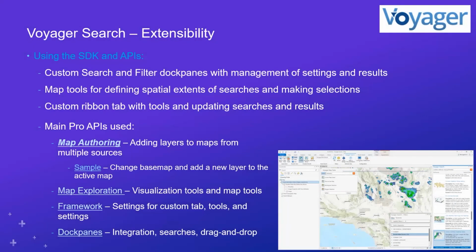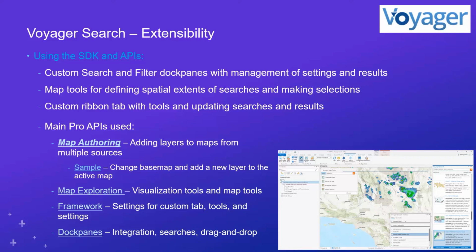Let's look at some of the ways that the Voyager search add-in extended ArcGIS Pro using the SDK and APIs. So there, as you saw, there was a custom search and filter dock pane, which allowed for the management of the settings and viewing all of the different results. The team provided a series of ways for actually visualizing those within that search dock pane, and providing ways of keyword searches and that sort of thing to bring the results that were pertinent to the search within view and allow them to add it to the map view.